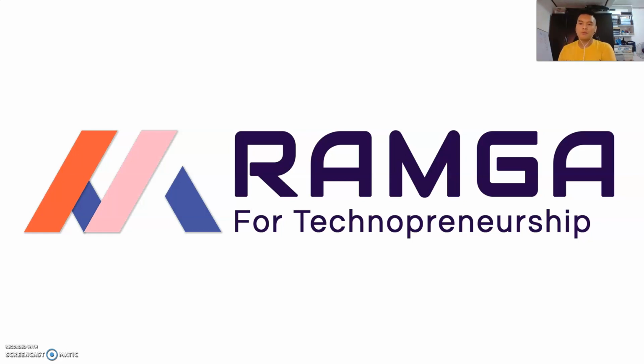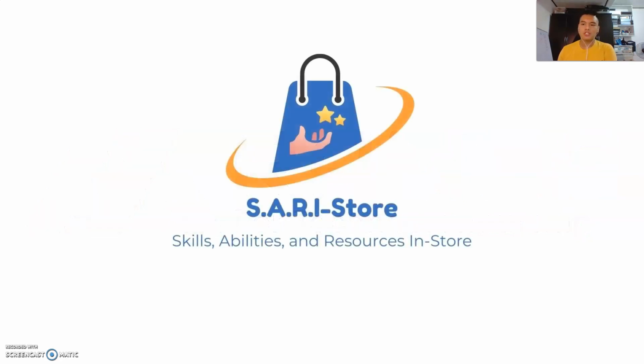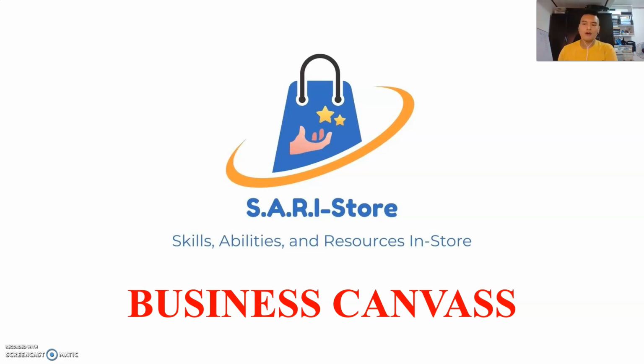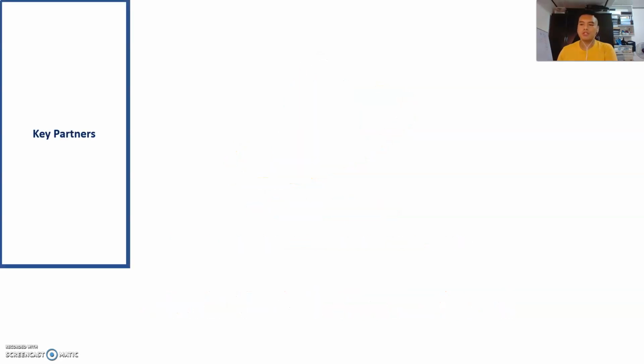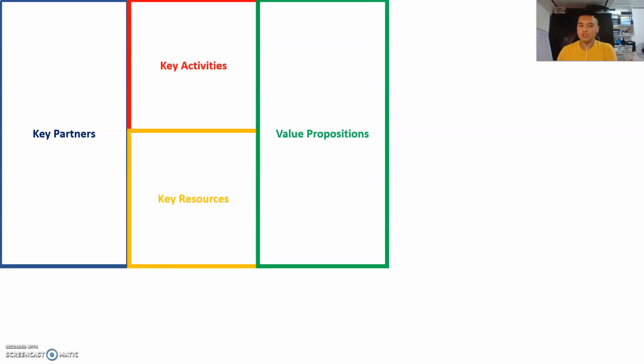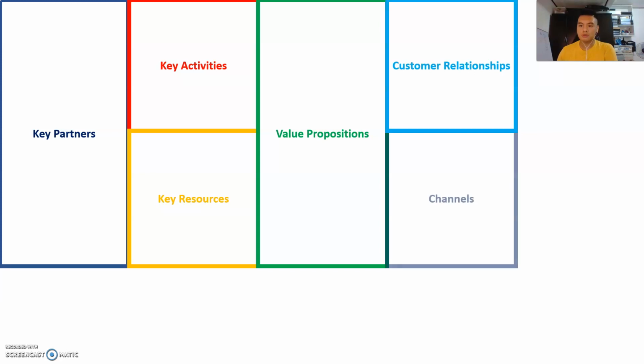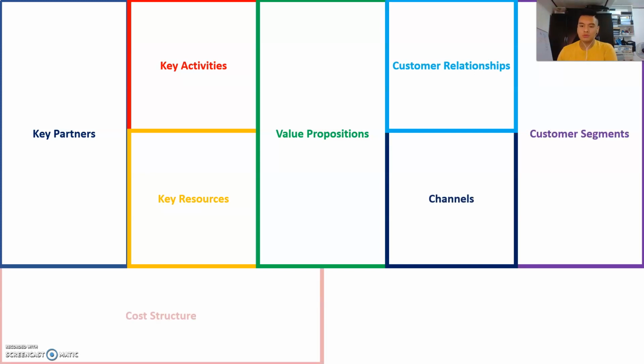We are RAMGA and I am RAMGA's representative for you today, Ron Vincent M. Daya. And today I'll be presenting to you the business canvas for our proposed application Sari Store, Skills, Abilities, and Resources in Store. So a typical business canvas has the following properties. We need to discuss the key partners, the key activities, the key resources, value propositions, customer relationships, channels, customer segments, cost structure, and revenue streams.